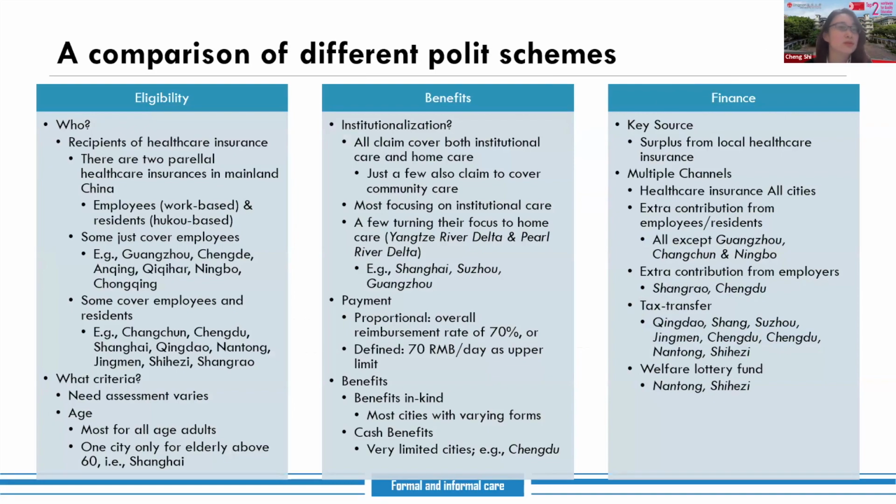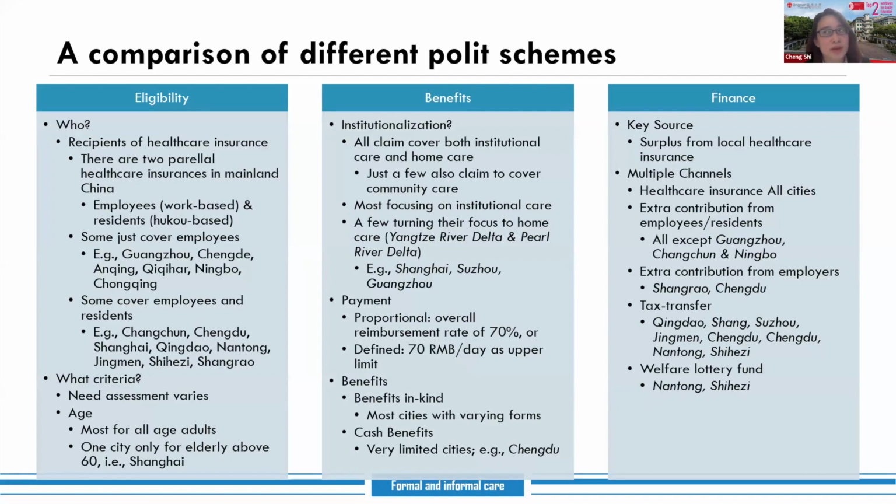So now I would like to mention some findings from a quick comparison of these different pilot schemes. As I mentioned, the local authorities have the right to design the specific regulations in these pilot schemes. Regarding the eligibility, normally the long-term care insurance pilot recipients are the recipients of healthcare insurance, the public health insurance system.